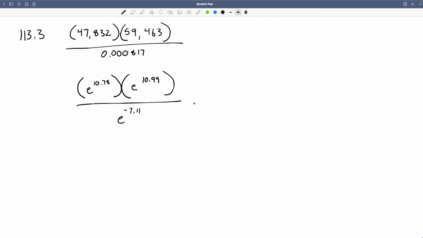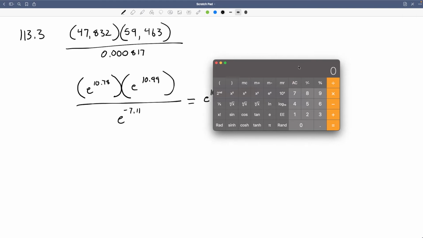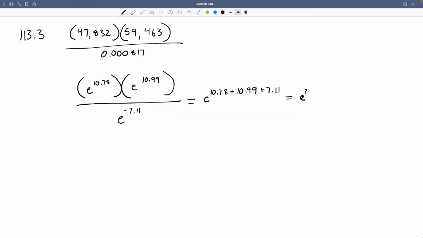All right, so now all we're going to do is the same thing we did before. We're going to say e, and then we're going to add all our exponents together. 10.78 plus 10.99, and we bring this to the top, it becomes positive, plus 7.11 equals e to, let's see what we got, 10.78 plus 10.99 plus 7.11, 28.88. So e to the 28.88.